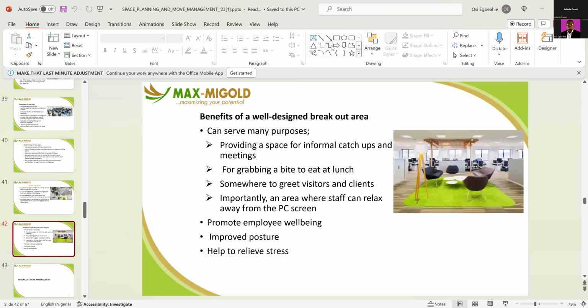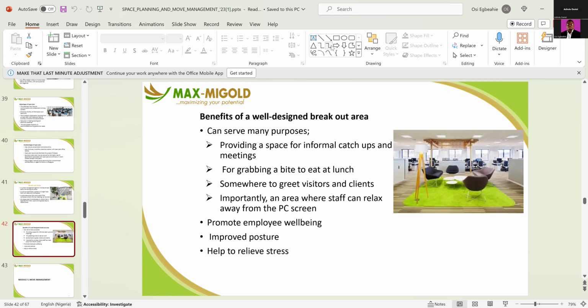Benefits of having a well-designed breakout area: it can serve many purposes. Provide a space for information catch-up, such as meetings, and also where you have magazines and information areas. You can have a TV there for news while you're within the office. You can just sit there and listen, and take a cup of coffee. You can grab a bite to eat at lunch, and have somewhere to greet and meet visitors or clients, just away from your work desk.